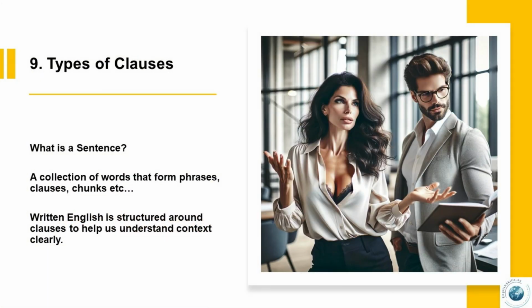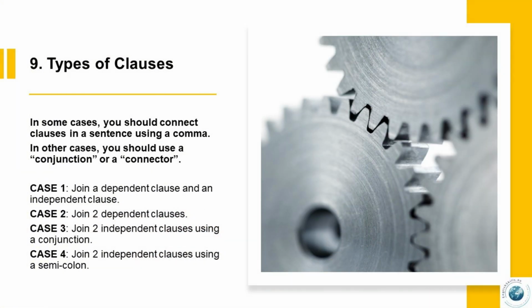We need a way to communicate, and written sentences have been chosen as the way we can do so in English. So, here we go. Grammar topic 9 is types of clauses. In some cases, you should connect clauses in a sentence using a comma. In other cases, you should use a conjunction or a connector. We will now look at 4 distinct cases.